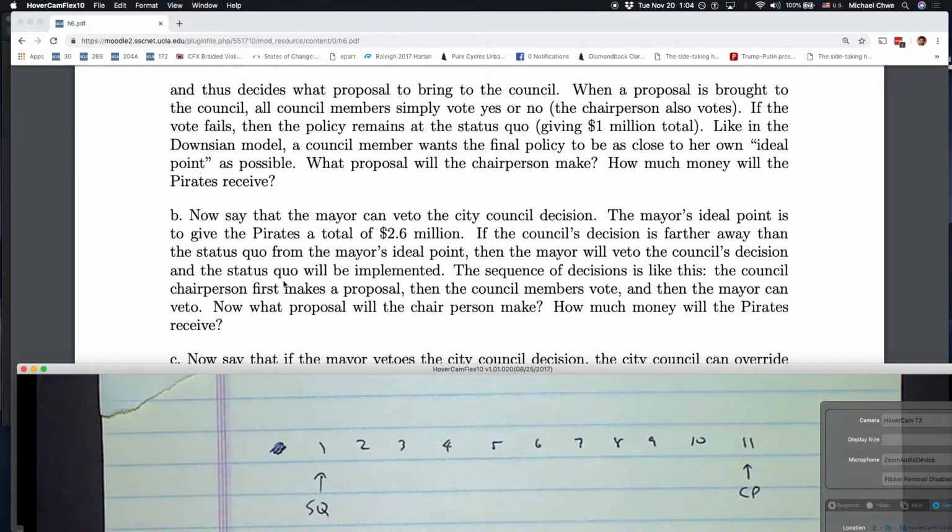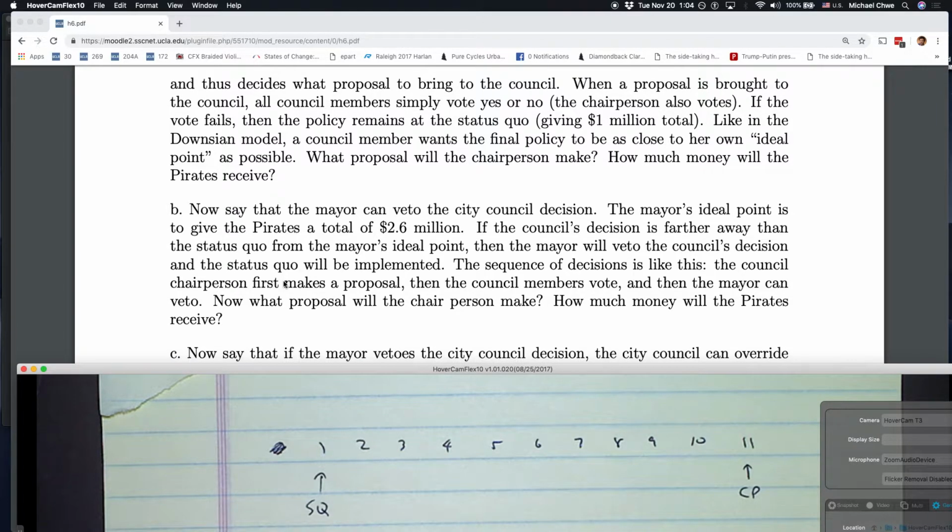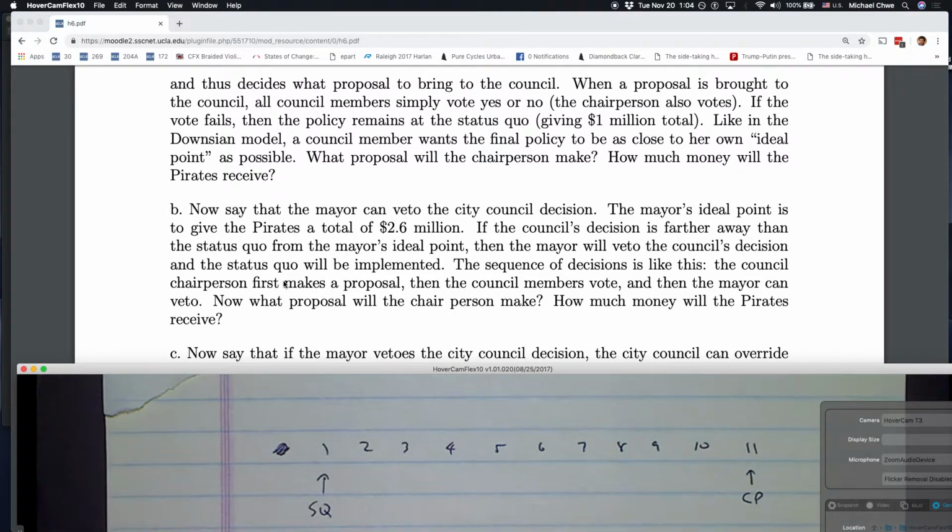Like in the Downsian model, a council member wants the final policy to be as close to her own ideal point as possible. Which proposal will the chairperson make? Okay, so if you're the chairperson, these are your 11 council members, and you only need a majority of them. So what proposal will you make? Let's just try, you want one which is as close to you as possible, right? 9. Maybe 9, let's say.